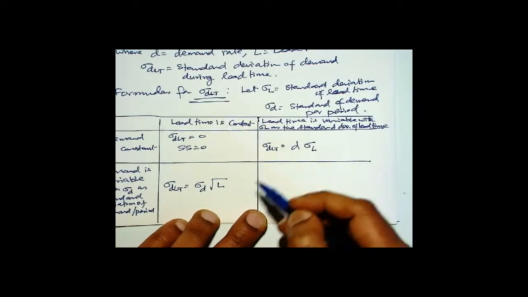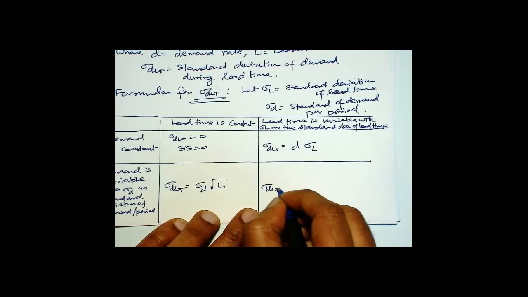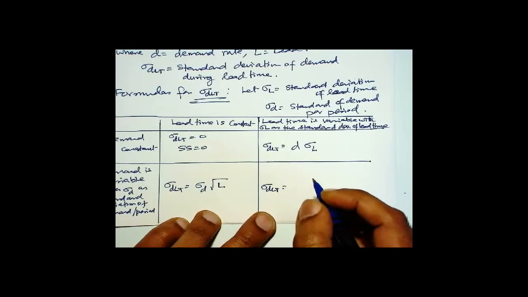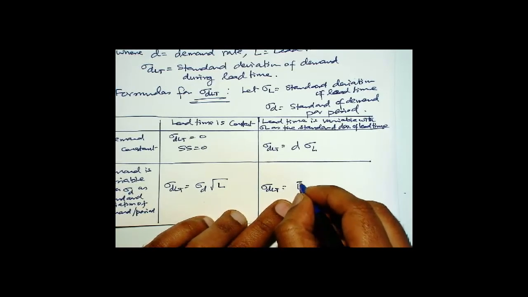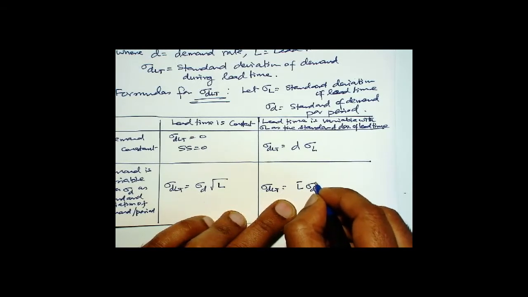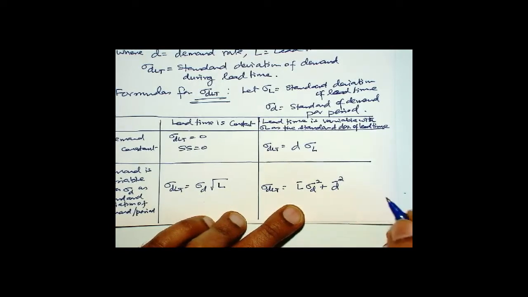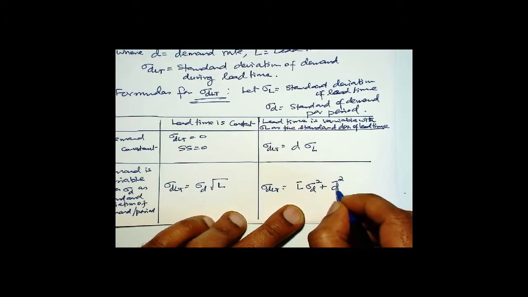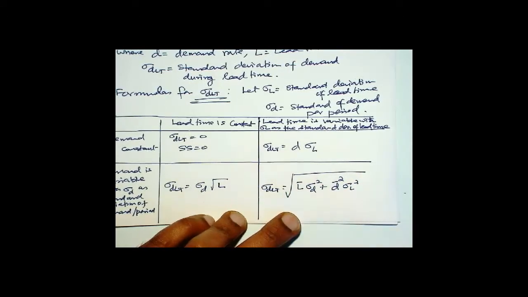Now when both are variable, the demand is variable and the lead time is variable, then this formula is a little involved, and we're going to use a bar on top to indicate that this is variable, and L bar is the average lead time, then sigma sub D squared plus D bar squared. Okay, again the D bar indicates that the demand is variable and this is the average demand, sigma sub L squared. Okay. This is the formula when both are variable.